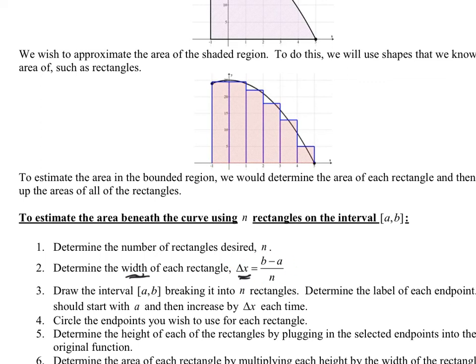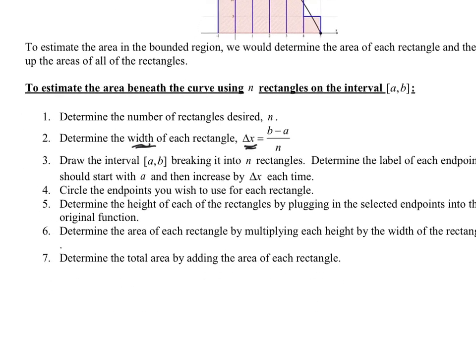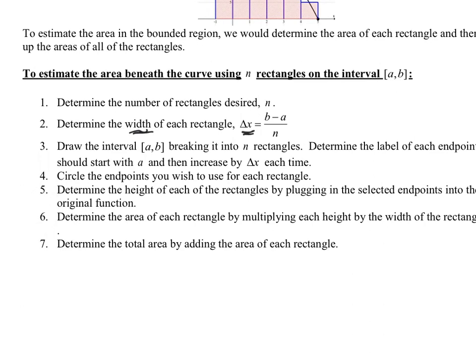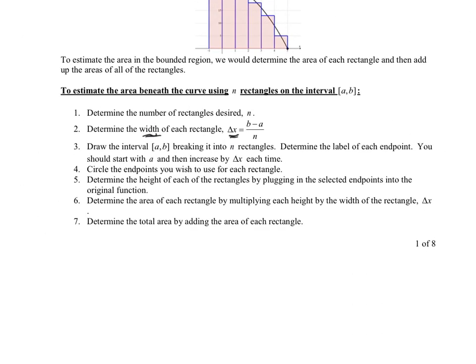A nice thing is that the width is going to be the same every single time. It says determine the area of each rectangle by multiplying its height by its width. Again, the height is found by plugging the endpoint into the function, and the width was found earlier. Then you're going to determine the total area by adding all of the areas of each rectangle. So we're going to find the area of each rectangle, and then we're going to add them all together. Okay?